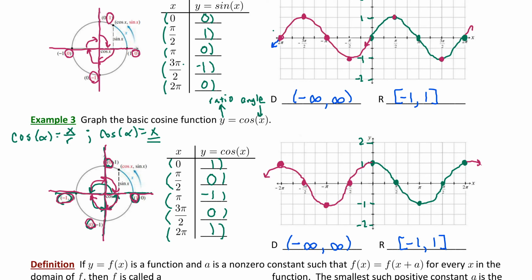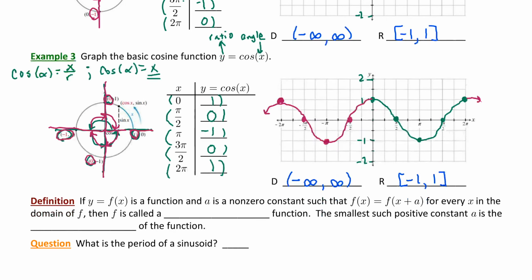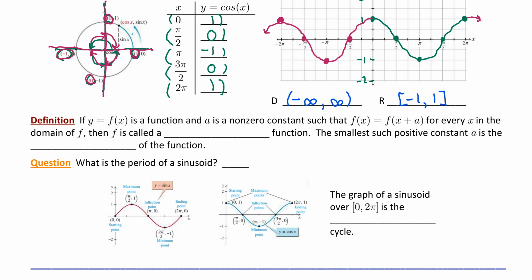Another thing that these two graphs have in common is that the basic shape, whether it be the bowl shape or the roller coaster shape, is repeated across the entire domain. So both sine and cosine have an important property that we need to recognize. Let's examine this definition. If y equals f of x is a function and a is a non-zero constant, such that f of x equals f of x plus a for every x in the domain of f, then f is called a periodic function. The smallest positive constant, a, is the period of the function.